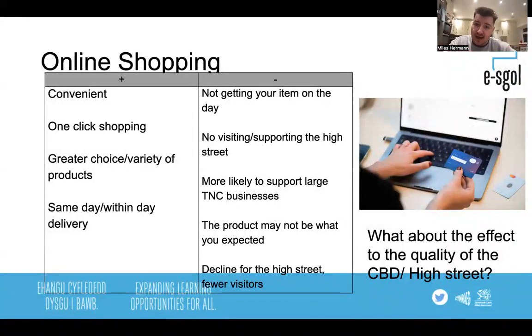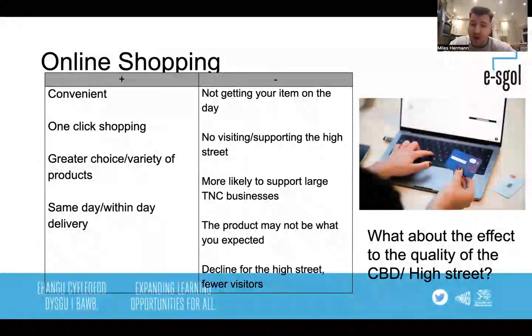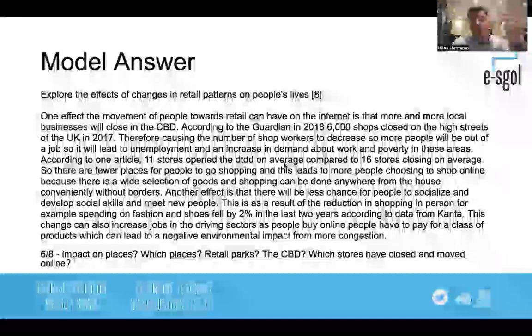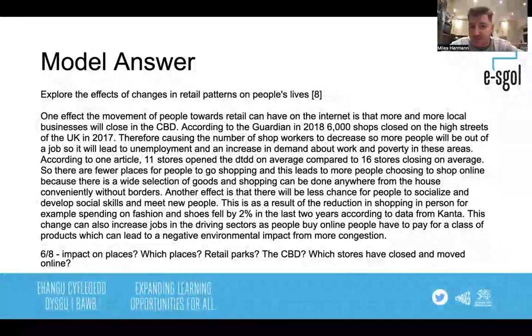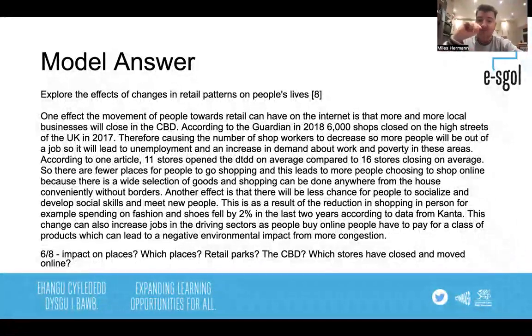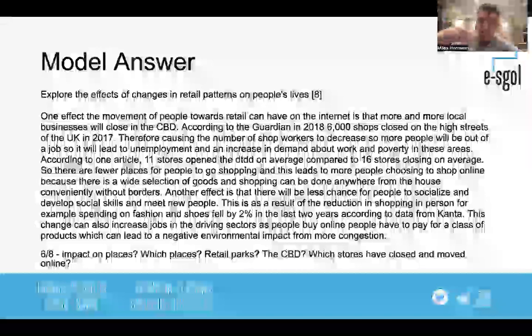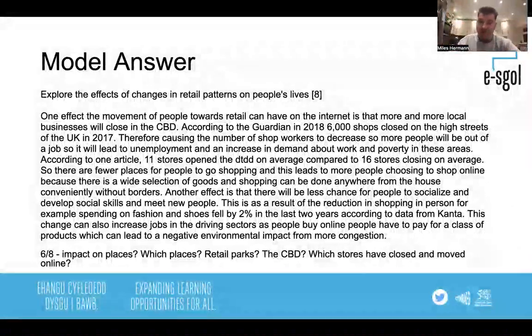How does online shopping and the shift in patterns of retail affect inner city centres? Now, here's a model answer to a question that you could get in the examination. I put here: explore the effects of changes in retail patterns on people's lives. This could exactly be an examination question. Again, it's an 8-mark question. It's asking us to do 2 things. The assessment objective 2 here is to explore, so you're exploring using causes, effects, and results.